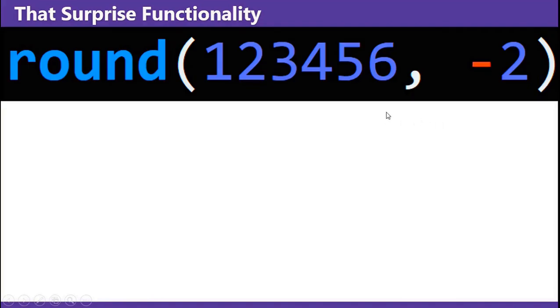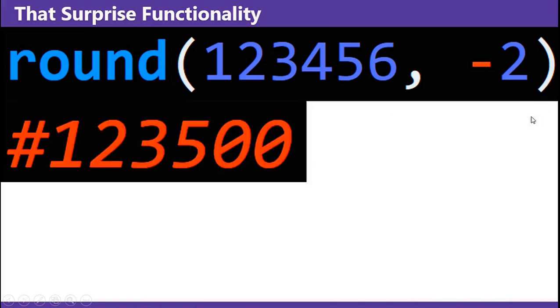Now for that surprise functionality I teased earlier: by providing a negative argument, you can round to the nearest power of 10 relative to that negative value, meaning -1 rounds to the nearest tens place, -2 rounds to the nearest 100ths place, and so on. From this code, 123,456 rounded to the nearest 100, because that's what the -2 corresponds to, is 123,500.